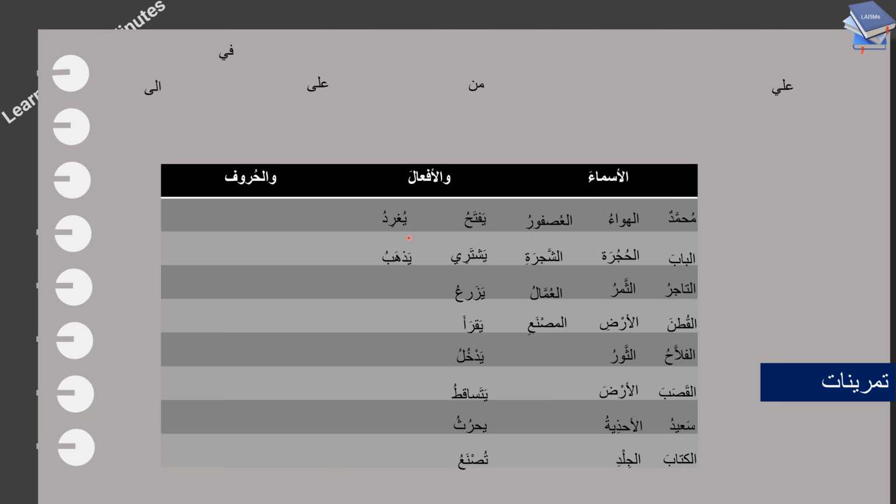Af'al, the same thing you could do if you can put sin, sawfa, qad, and then also if there is any, I don't see any ta'nith sakina, but you could also try that. Finally, these are the harf jar, and you remember the definition of harf jar. Again, you just review them and see if you got them all right.